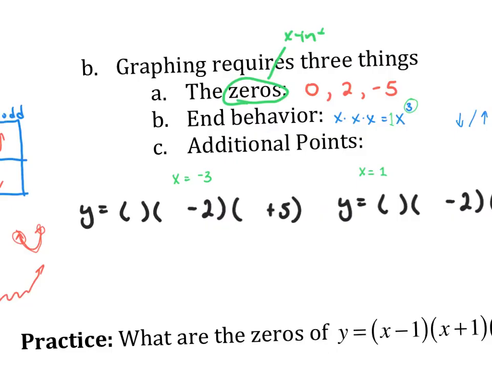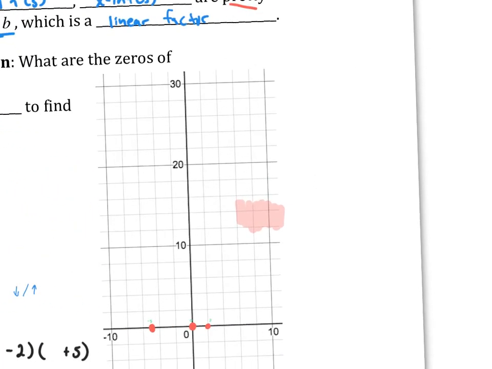Okay, so let me substitute some things in here. Let's substitute a -3 in. So -3 here, -3 here, -3 here. So I get -3 times a -5 times a +2. And in the end here, we get 30. So now we have a new point. The point is -3, +30. So way up here, here's 2, so here's -3 right there, all the way up to a +30 there.